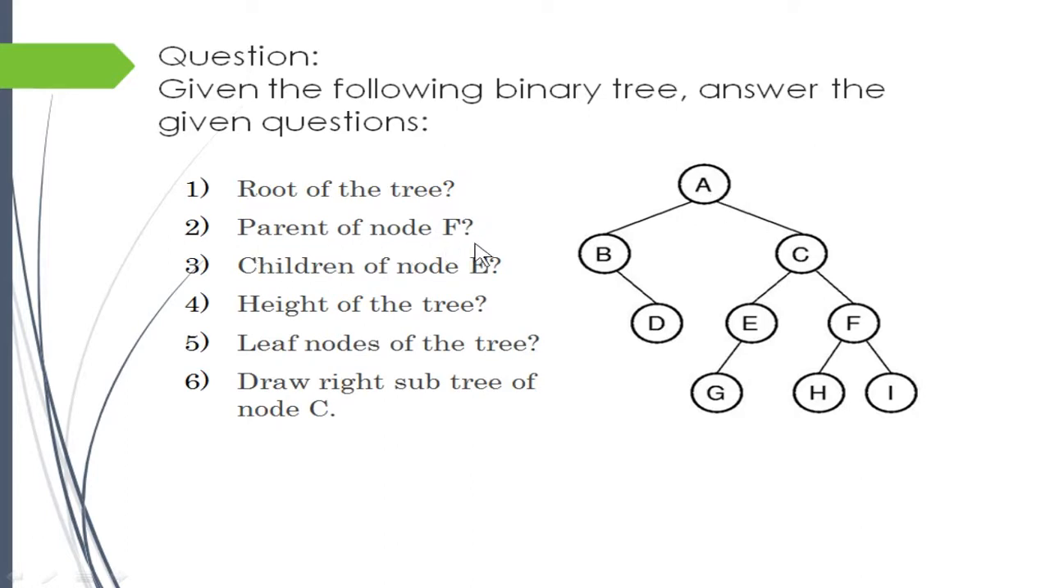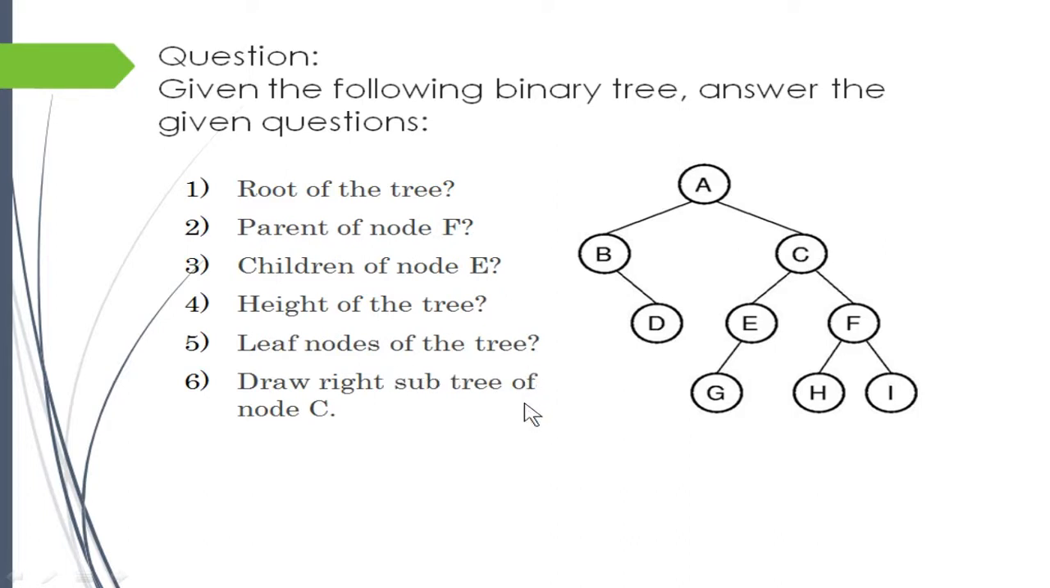Parent of node F. Node F is here. The parent of node F is C. So C is the answer. Children of node E. Node E is here, and you got only one child, that is G. You don't have a second one, so you will have only one. So the child of node E is G. Height of the tree. You can see the left hand side is shorter, so go to the right hand side. You have to count 1, 2, 3, 4. The height of the tree is 4.